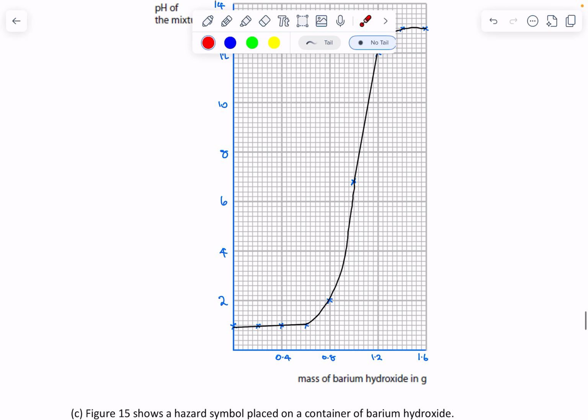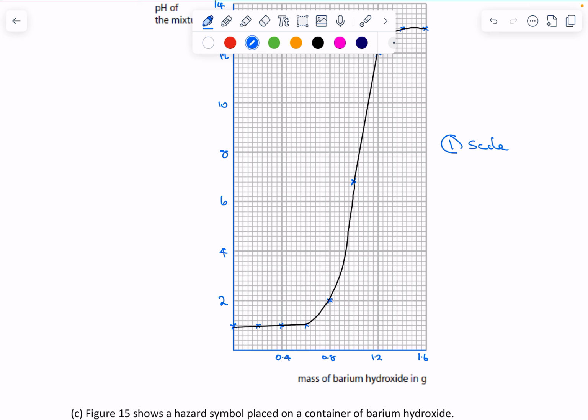And the same with this scale. This is the mass along the bottom. Again, I've got it to do that. If your scale is linear, so it goes up by the same amount each time, and it looks like mine does, you're going to get a mark for doing that. Okay.